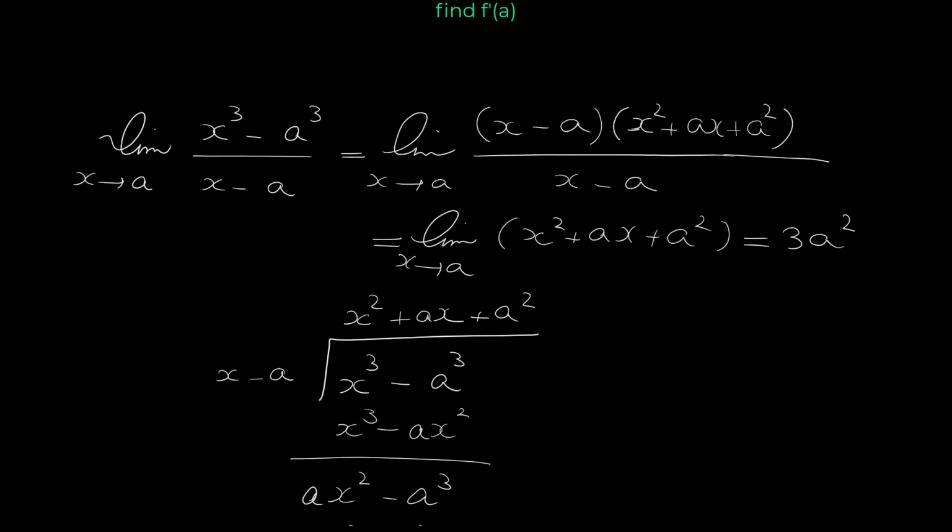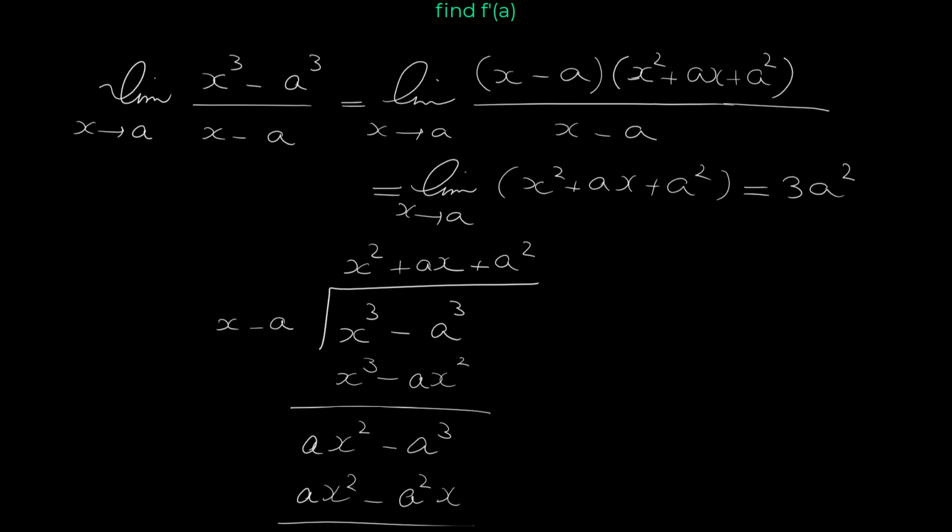Attention, the most important thing that you have to learn from this new method is not the long division method. No, it's this: if x approaches any number, and you want to factor the numerator, one of the factors is always x minus a. This is what you have to learn from this new method. If x approaches 5, x minus 5 is a factor. If x approaches negative 7, x plus 7 is a factor of the numerator.